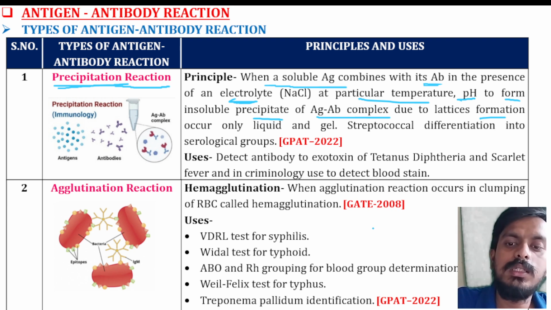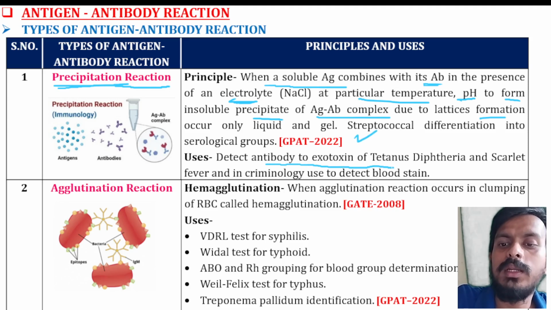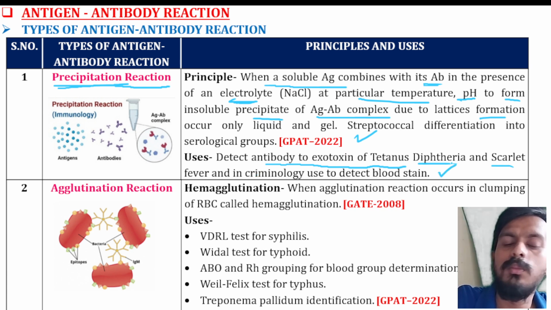This question was asked in GPAT 2002. It is used to detect the antibody to exotoxin of tetanus, diphtheria, scarlet fever, and in criminology it is used for detection of blood stain.